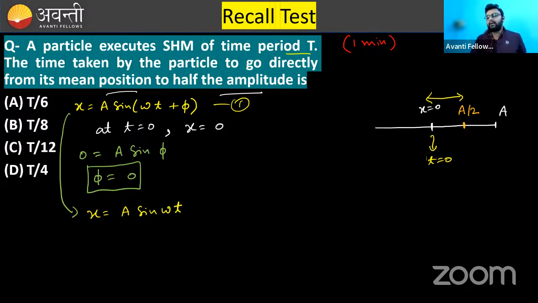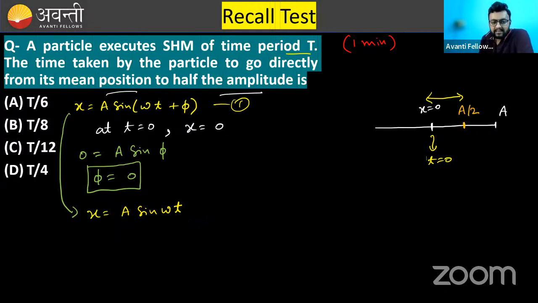Now what you should remember, whenever the particle starts SHM from the mean position, then you will get phi 0. If any particle is starting SHM from the mean position, then its equation will become a sine omega t. That's the final thing you will get. So you should remember that whenever particle starts motion from the origin or from the mean position, its equation will be simply a sine omega t. There is no phi because phi will become 0.